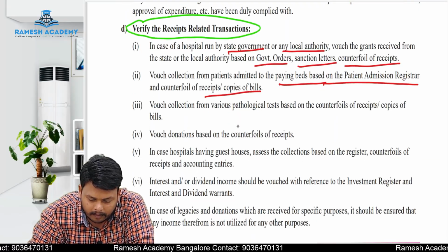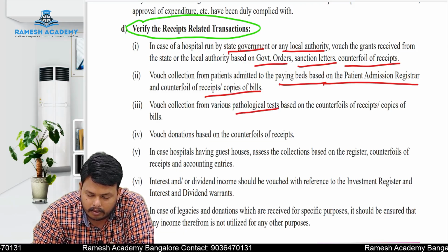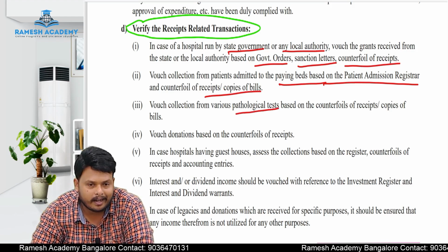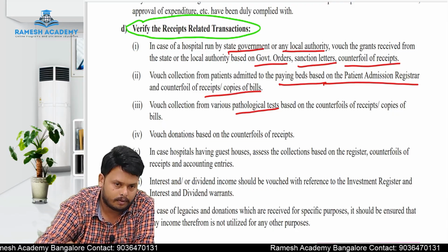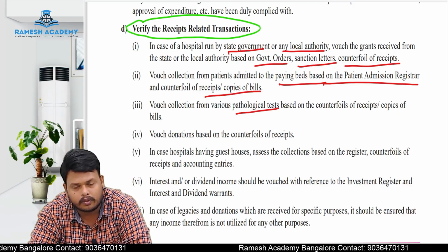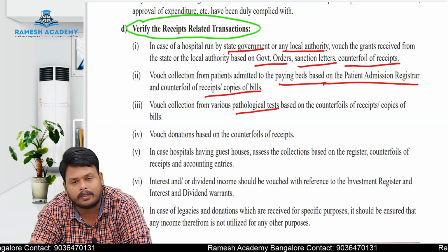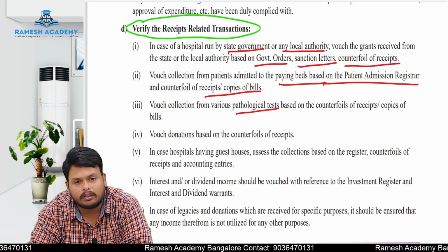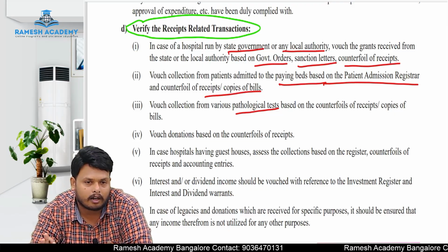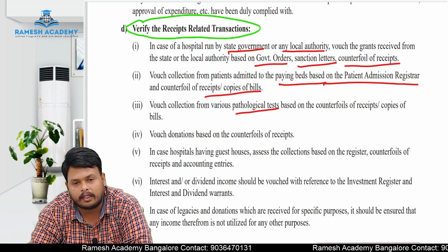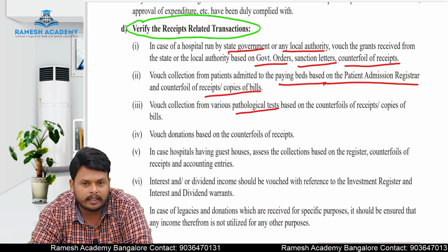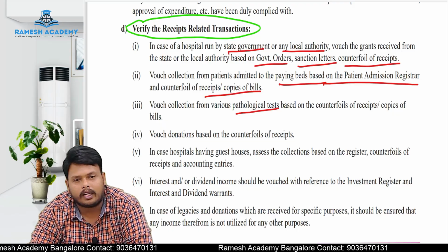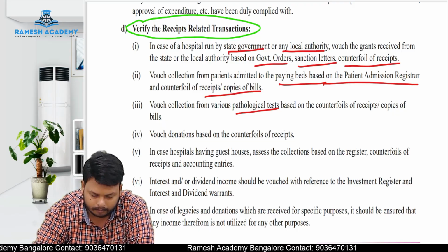Vouch collection from various pathological tests based on the counterfiles of receipts and copies of bills. In the case of hospitals, to decide anything, nowadays the doctor requires reports: blood report, sugar report, lung report, scanning report, kidney report, and some more other reports. Without a report, the doctor cannot confirm anything. So if any test is undergone by the patient and the patient is paying the amount towards these tests, then the auditor has to verify the same regarding the receipt.